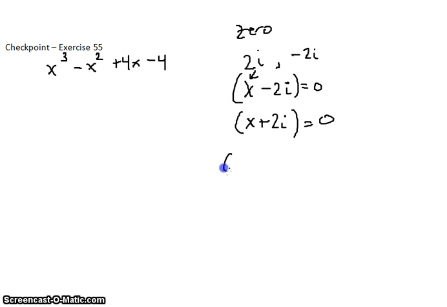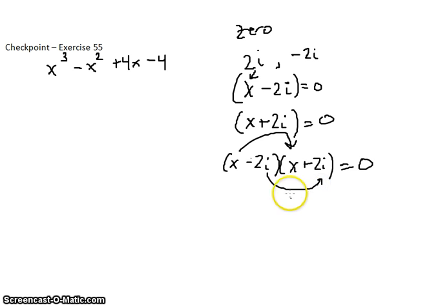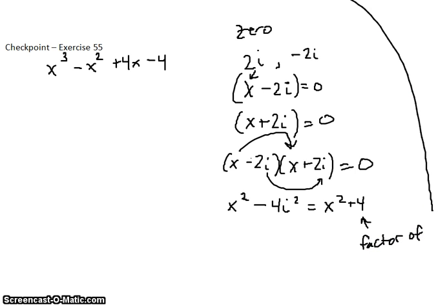Which means that if I multiply these two things together, if these are my two zeros, they have to give me 0. So now I have to use a matter of foiling, but I don't have to multiply the inside terms because they're going to cancel out since this is a plus and a minus. I get x squared minus 4i squared, which is equivalent to x squared plus 4. Now since these have two zeros, this is a factor of this. It's a factor of it.